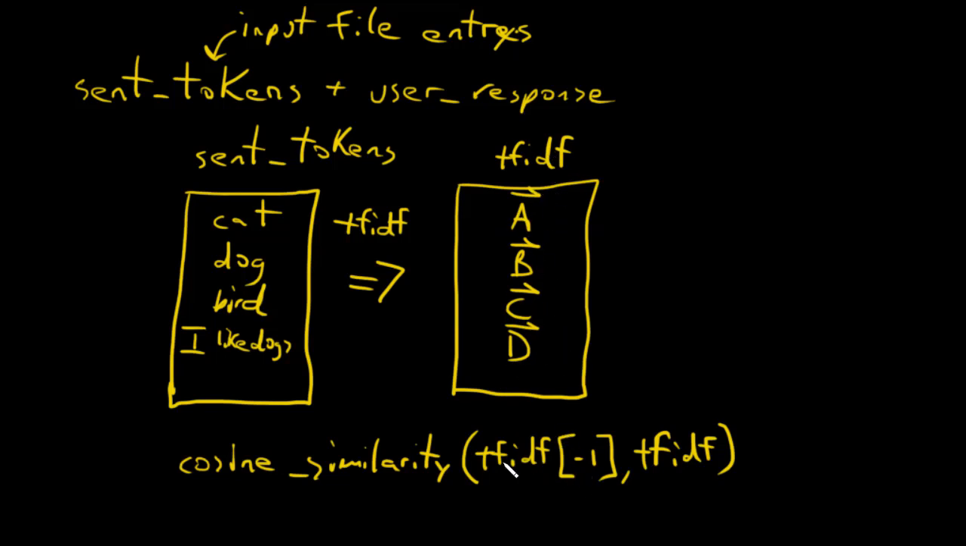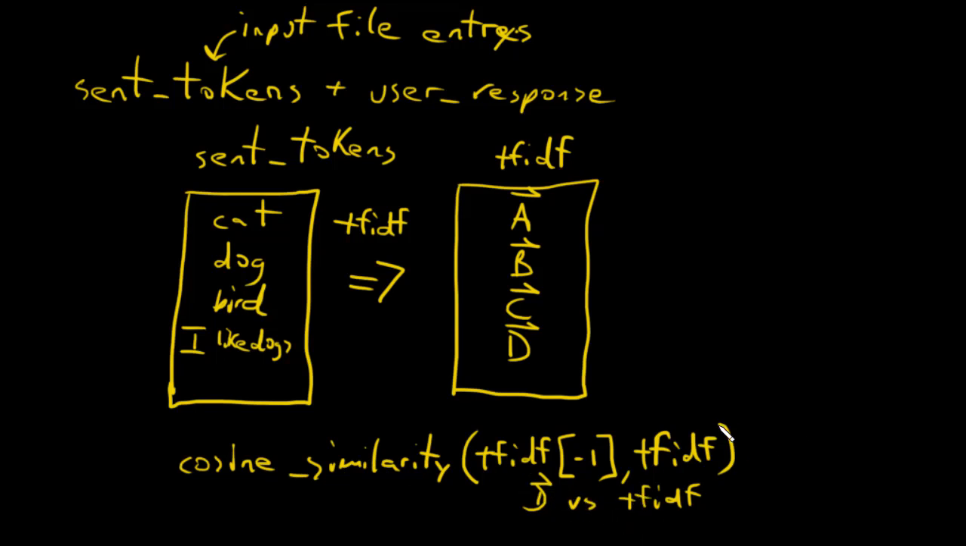The last entry, because when you do a list sub and then a negative one, that means count from the end of the list backwards by one. So it is the first entry from the back of the list. So it is going to try to match TFIDF1, which is D, versus all of the items in here, so the entire TF IDF list, okay? And it is going to find the cosine similarity of all of them, all right?